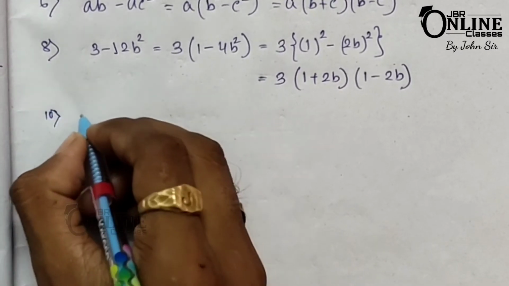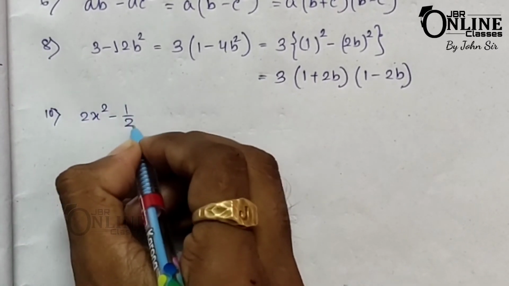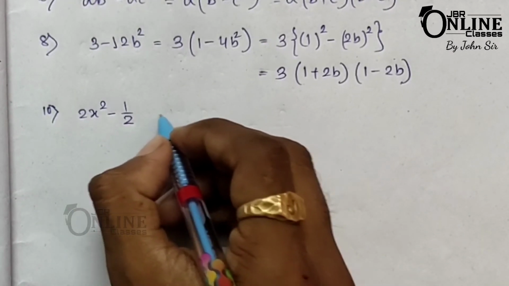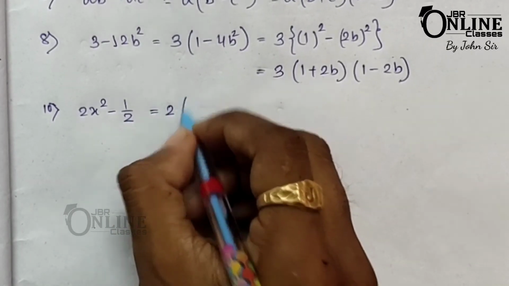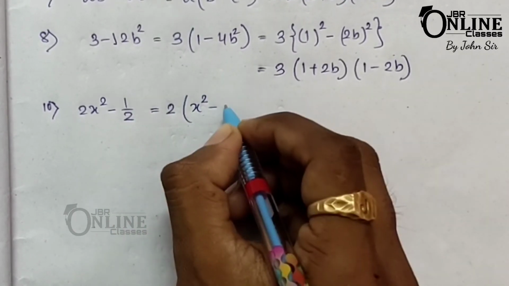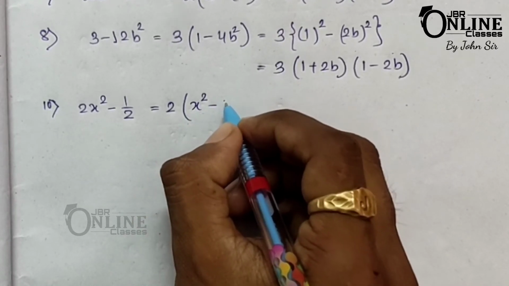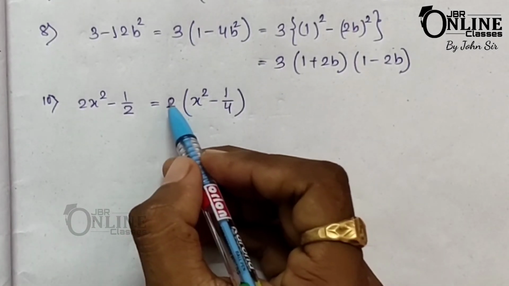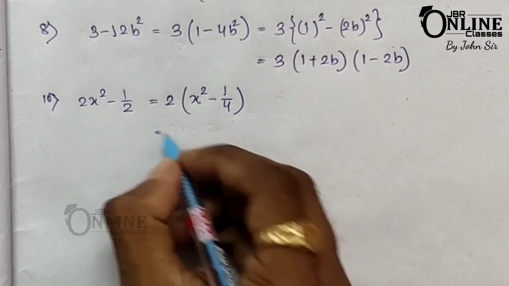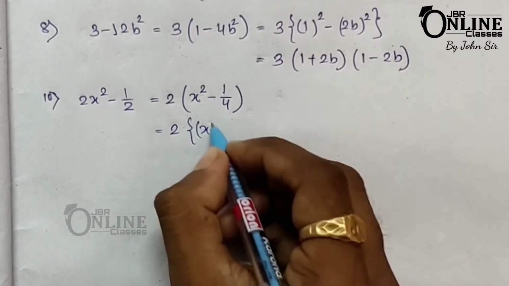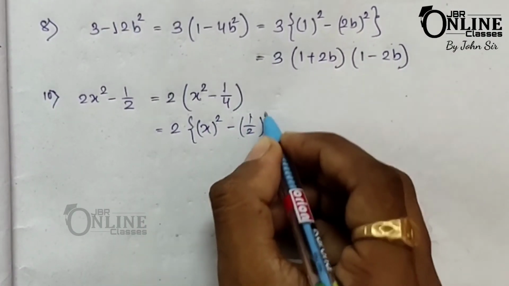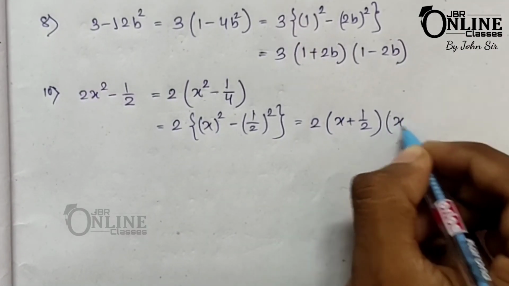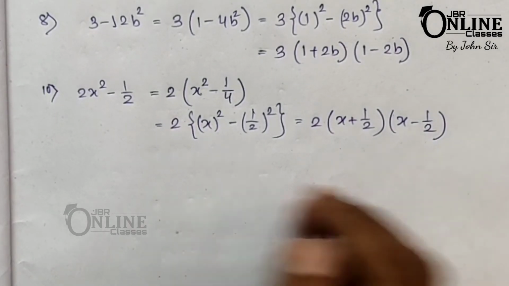Now next sum number 10. In sum number 10, here 2x square minus half. Okay, 2x square minus half. So here the common number is 2. So if 2 will be common, it will be x square minus 1 by 4. So now change x square as x whole square, and 1 by 4 means half whole square. So here 2 into x plus half into x minus half. So that is the answer.